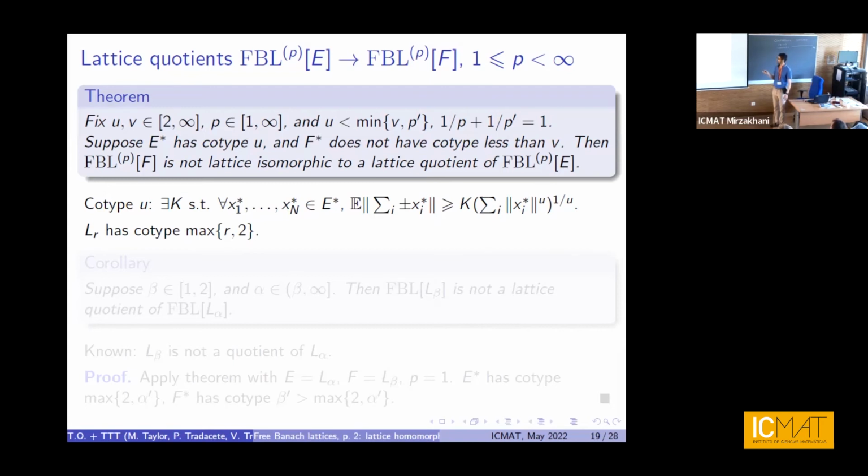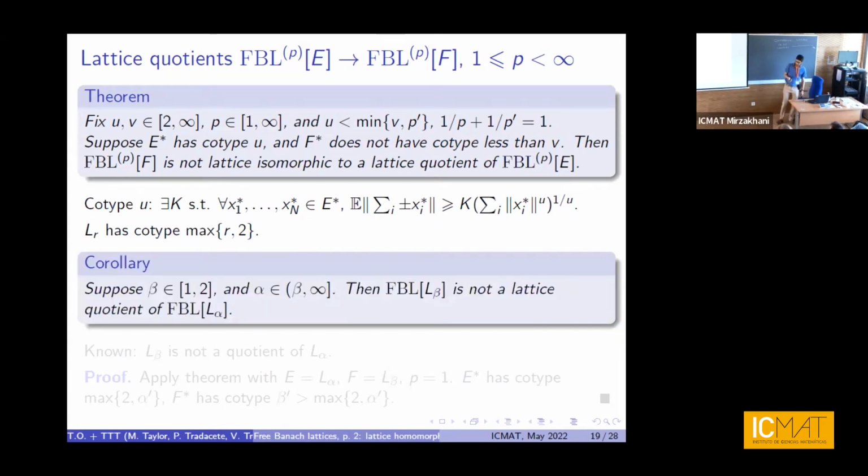If you have a one-dimensional space, then you can clearly see that you cannot have less than 2. L_r has cotype that will be equal to the maximum of r and 2.